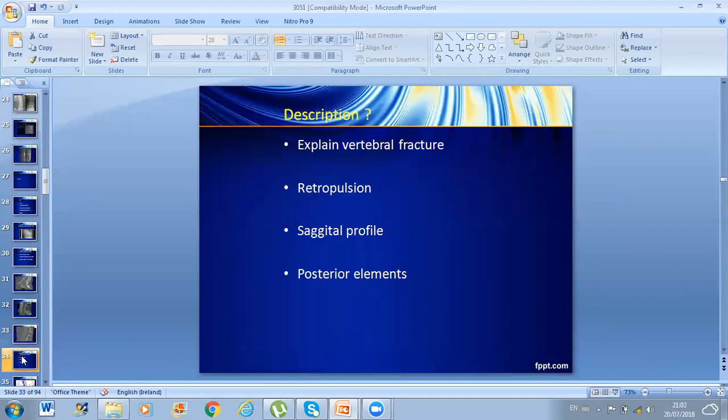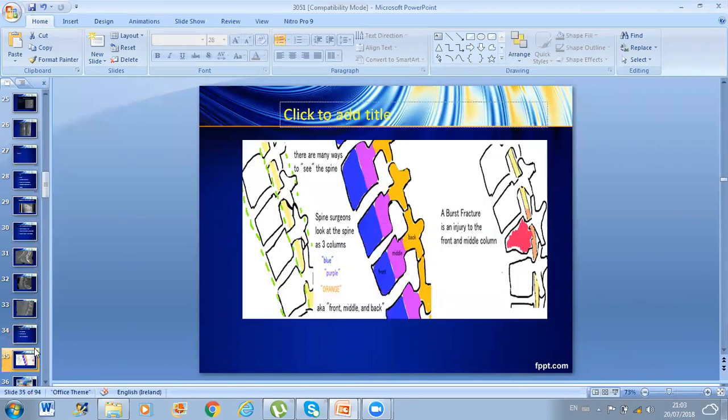Right. So you explain the vertebral fracture. Anything coming into the spinal canal is retropulsion. Explain the vertebral fracture, explain the retropulsion, discuss the sagittal profile, and discuss the posterior elements in a burst fracture. Okay. You see, this is a burst fracture, giving an example of how it affects.